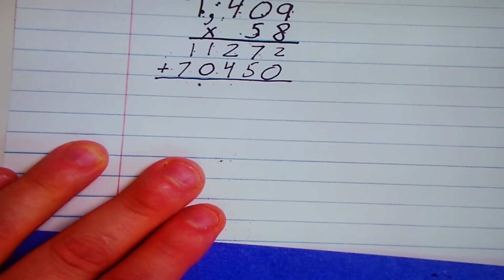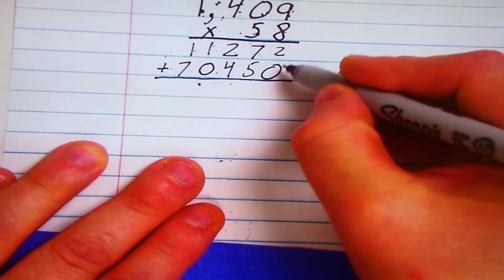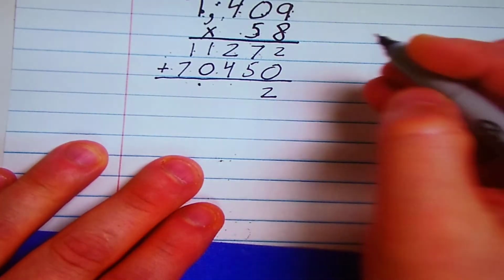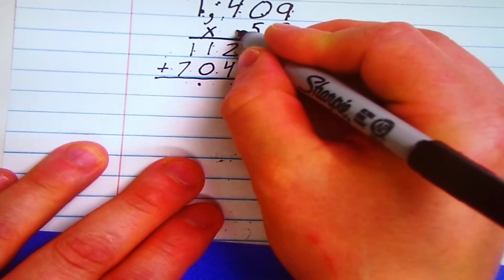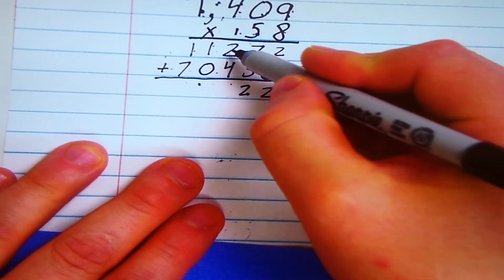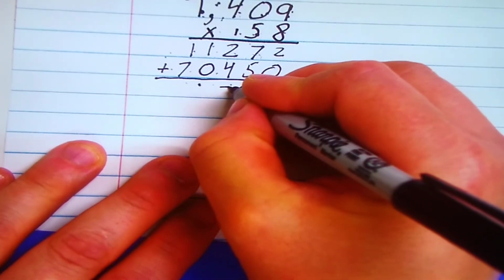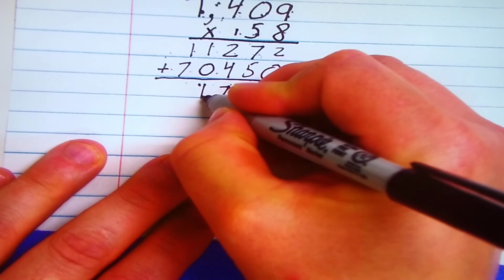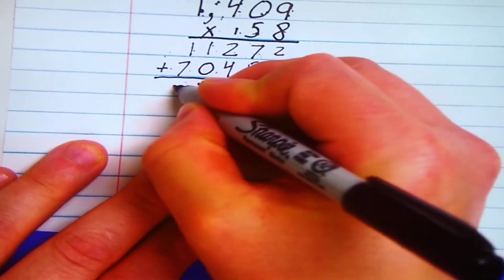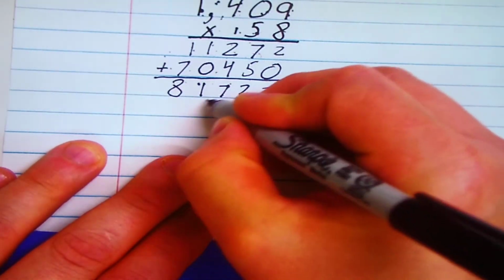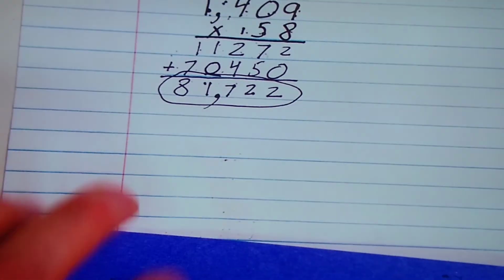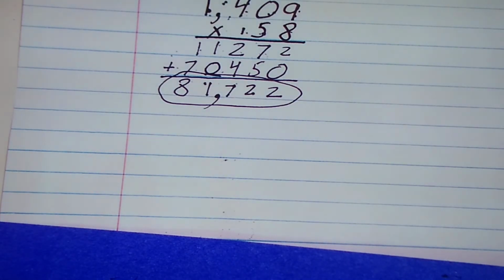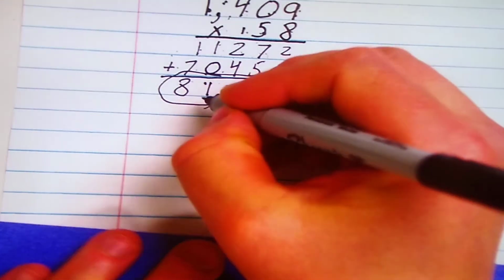And now I add. 2 plus 0 is 2. 7 plus 5 is 12. Bring down the 2, carry the 1. 1 plus 2 plus 4 is 7. 1 plus nothing is 1. 1 plus 7 is 8. 1, 2, 3, comma. My answer is 81,722. And that, little fifth graders, is how you multiply whole numbers.